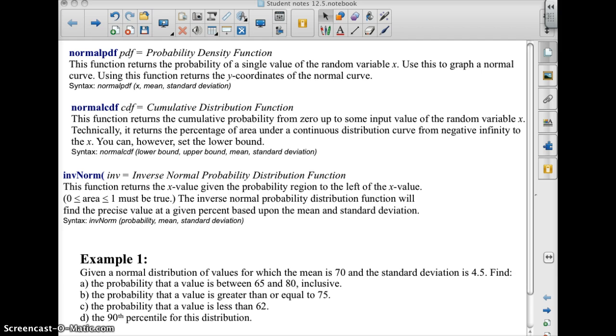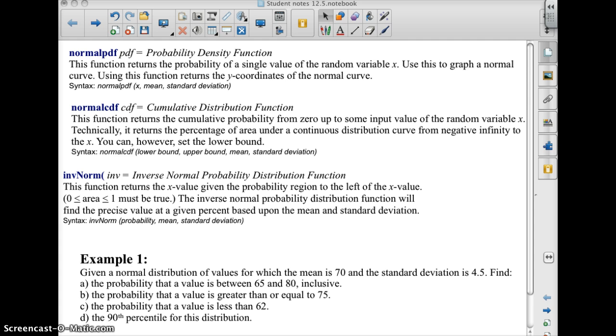Basically, it's like one thing happening. Like if you had a test and the mean was 85 and the standard deviation was 5, it'd be like, what's the probability that a student selected at random would have gotten an 83? Okay? The normal CDF is a cumulative distribution function. This basically returns the cumulative probability from 0 up to some input value of the random variable x. And basically, it's like, what's the probability the student got at least an 83?